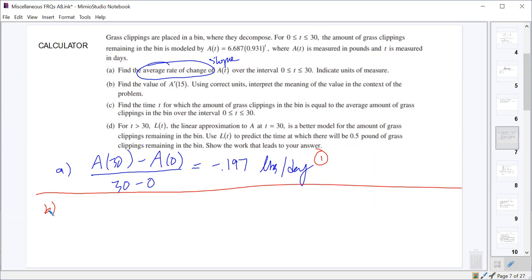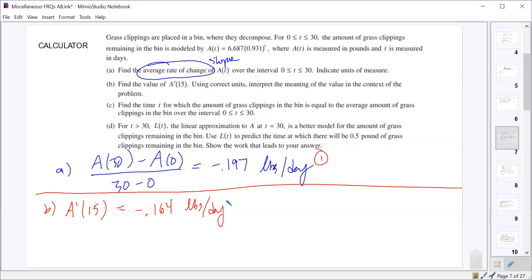All right, part B says find A prime of 15. That should also be easy. You just have your calculator evaluate A prime of 15 for you. That came out to be negative 0.164. It says using correct units, interpret the meaning of that value. So that is, once again, pounds per day.